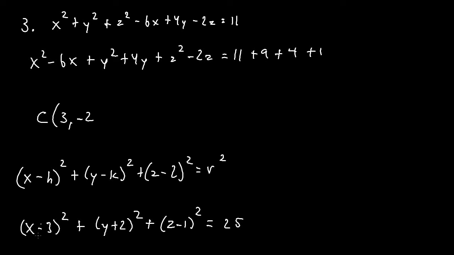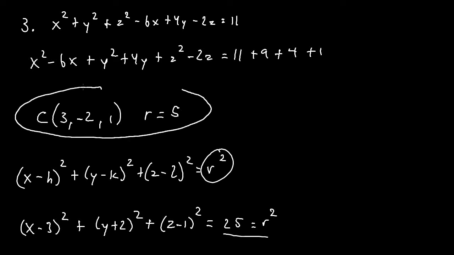So if there's a minus sign, that tells us that the coordinate is positive, and if there's a positive sign, that tells us that the coordinate is negative. So we have 3, negative 2, and then our z is negative 1, so it's just going to be 1. So that is going to be our center value. And the radius, remember, it's going to be r squared. So if the radius squared is 25, 25 is equal to r squared, that means our radius is the square root, or in other words, our radius is going to be equal to 5. So that is the center and the radius of this sphere.